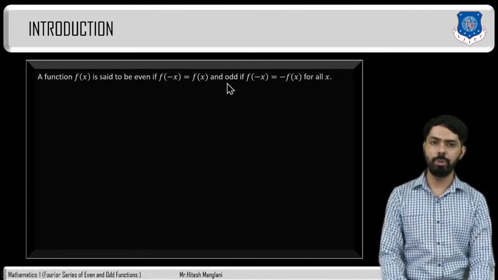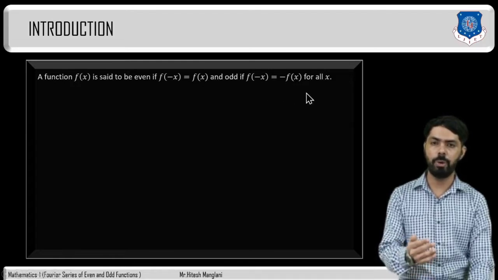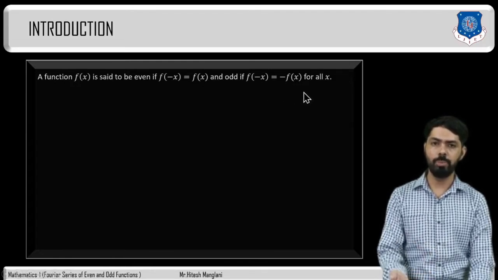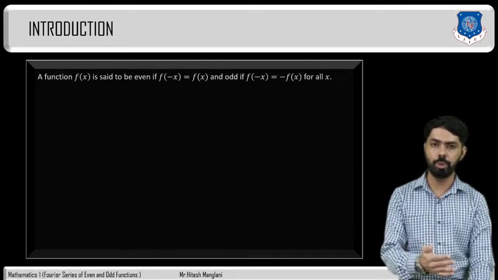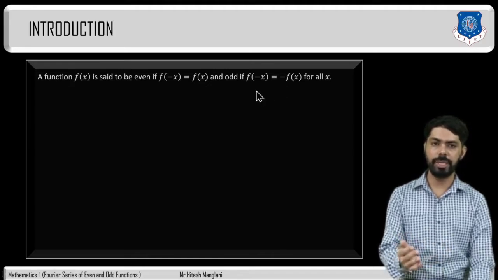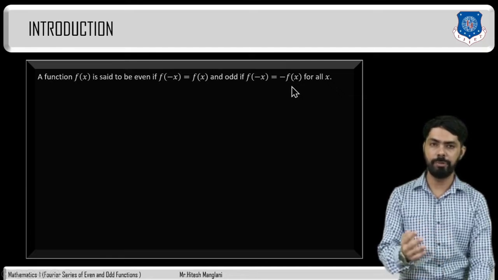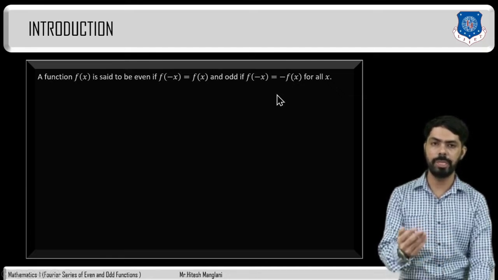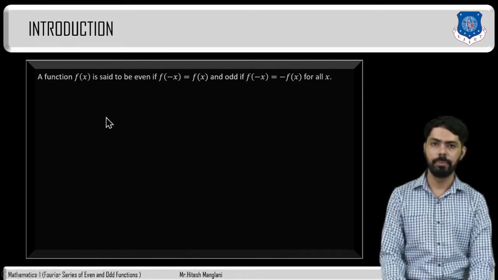Now a function is said to be an odd function if f of minus x is equal to minus f of x for all x. For example, x cube. In x cube, if we replace x by minus x, then it will be minus x whole cube, so it will be minus x cube. So it will be minus f of x. Therefore, in this case, f of minus x is equal to minus f of x. Therefore, we can say that x cube is an odd function.